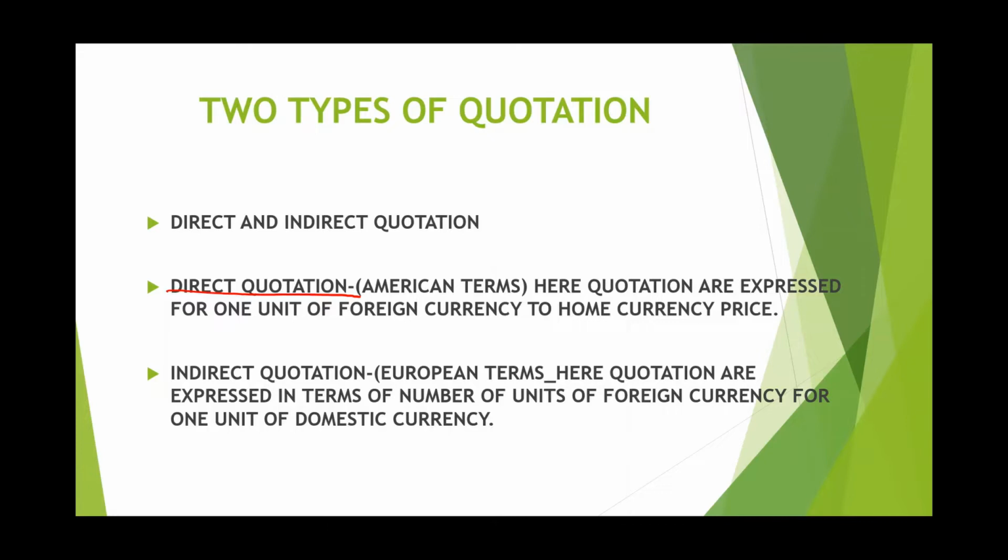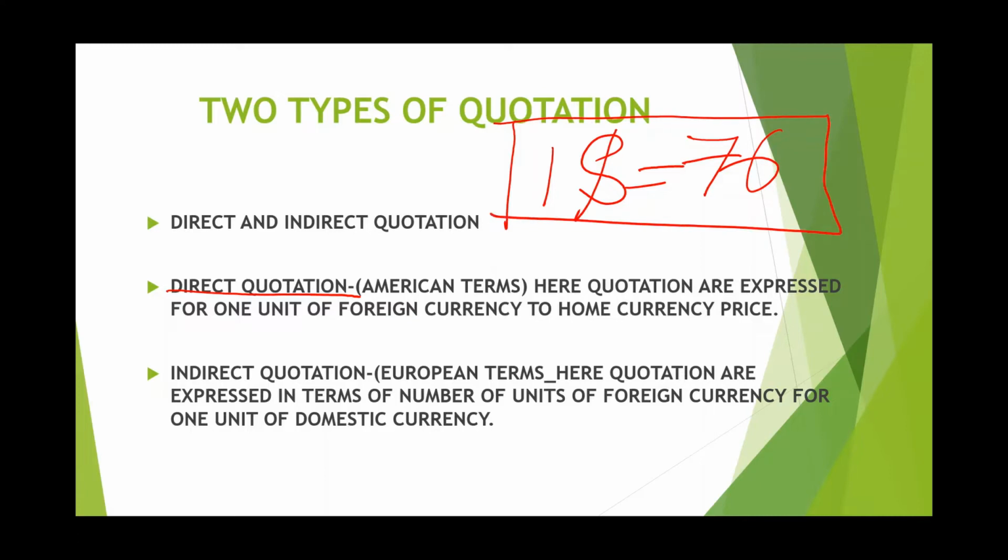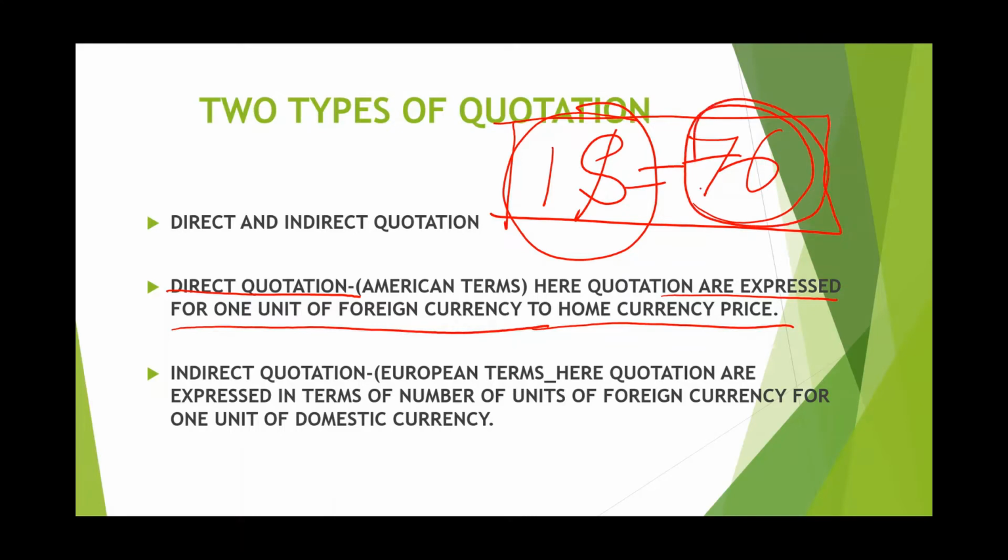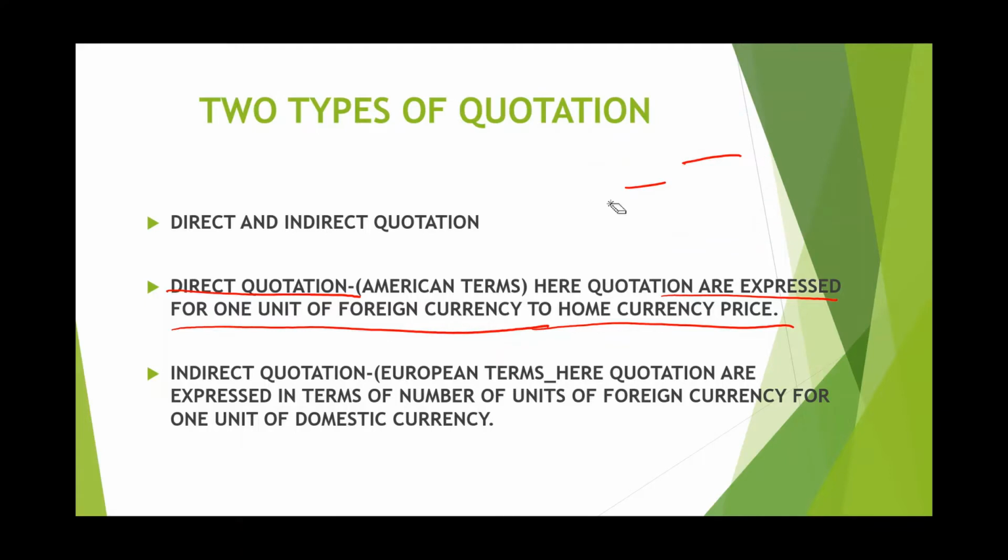For example, we all know that to get $1 right now the price is 76 rupees. If the quotation is in this form, this is the direct quotation. That means if the quotation is expressed for 1 unit of foreign currency, for $1 to home currency price, we need to pay 76 rupees. This type of quotation is direct quotation.